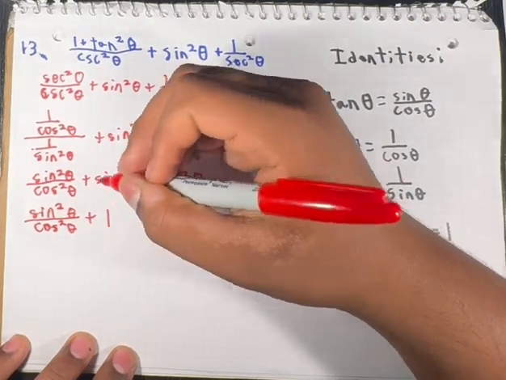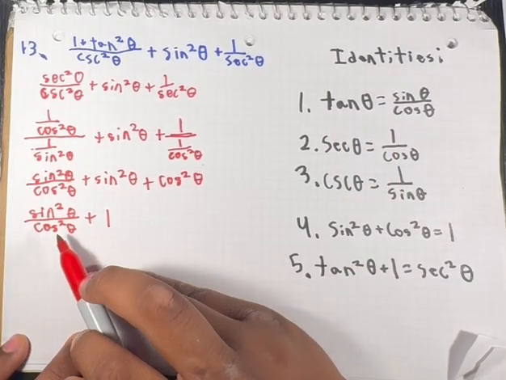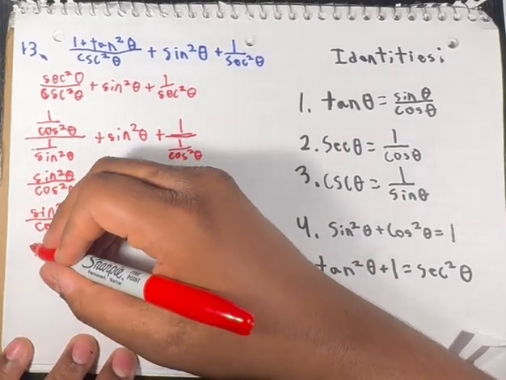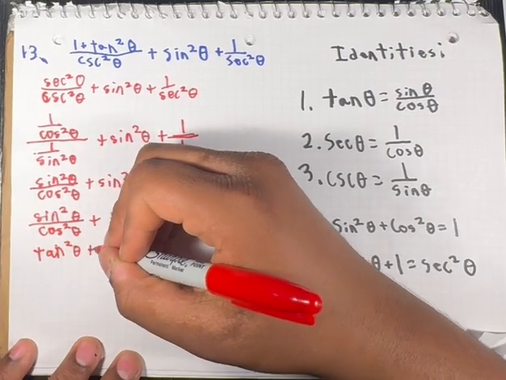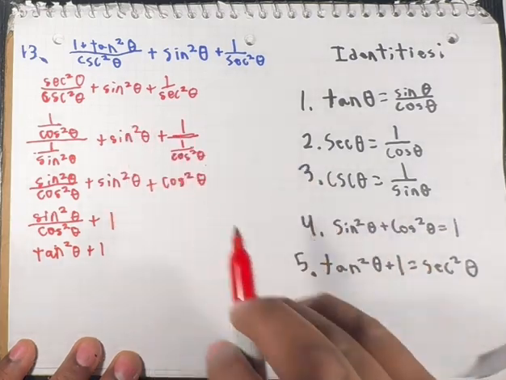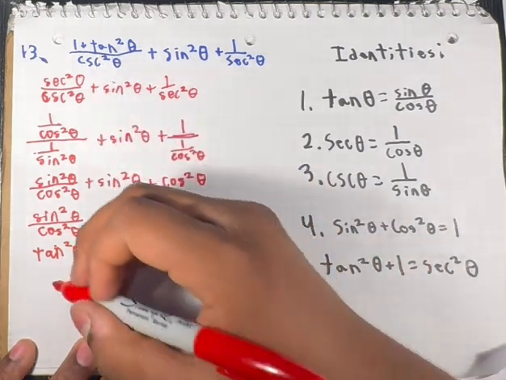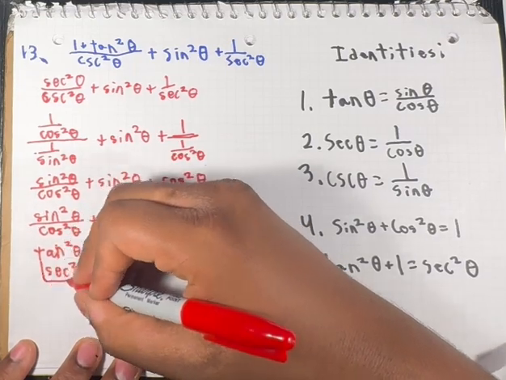plus 1, and then we can use this quotient identity to turn this back into tan squared theta. So tan squared theta plus 1. And finally, we use our second Pythagorean identity again to make this into secant squared theta. And that is our answer.